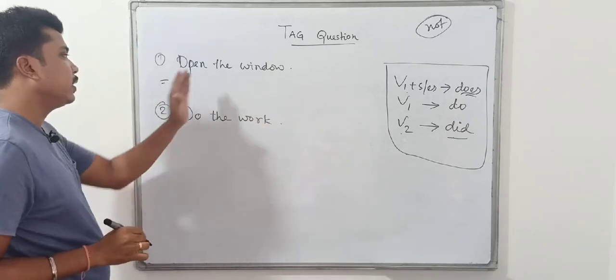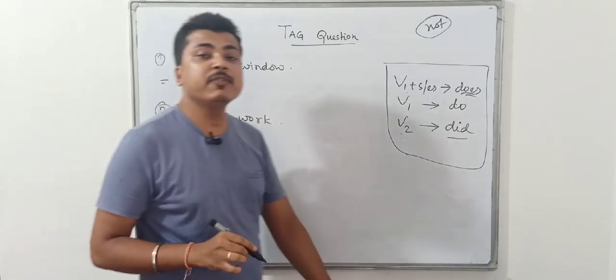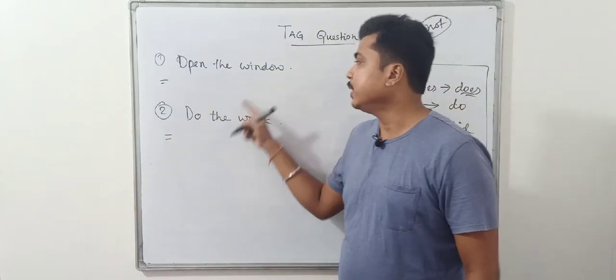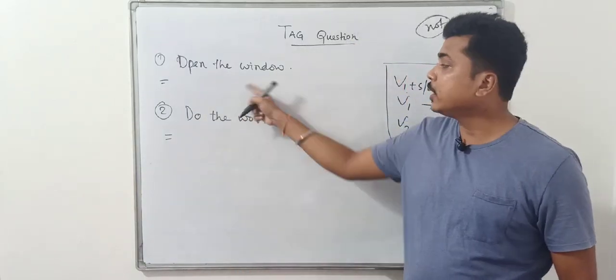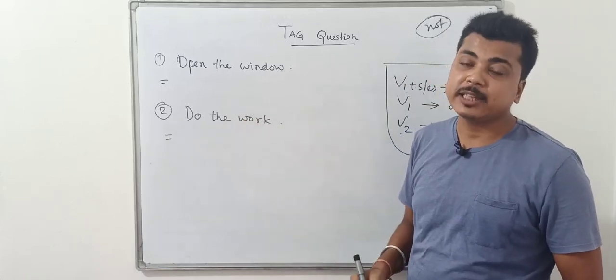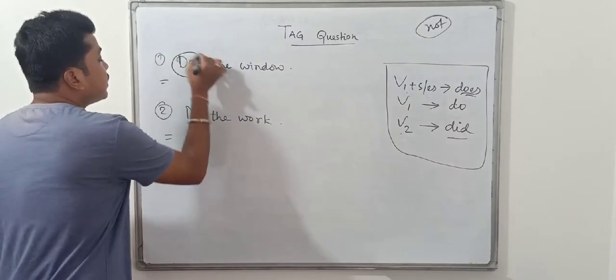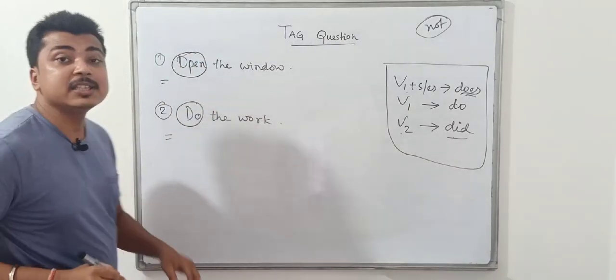Here, what can we see? What is the auxiliary verb? The auxiliary verb is missing in this question, isn't it? Now, what type of question is it? It is an imperative sentence. Open the window, do the work, these are all imperative sentences. And remember one thing, dear student: in this case our starting word is a verb.